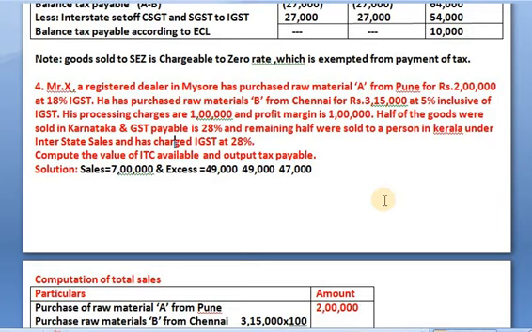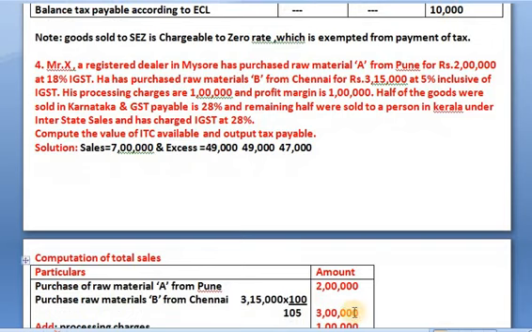Now take the total sales in the balance. Next to purchases. Purchases, what we have? Purchases from Pune. So again Pune is IGST. 2 lakhs into 18%, you will be getting 36,000. And purchases from Chennai. When taking Chennai, be a little careful here. Chennai you have to take 3 lakhs, not 3,15,000. Exclusive of tax amount should be taken. So put purchases B, raw material B from Chennai, 3 lakhs into 5% because it is an interstate transaction. You will be getting 15,000.